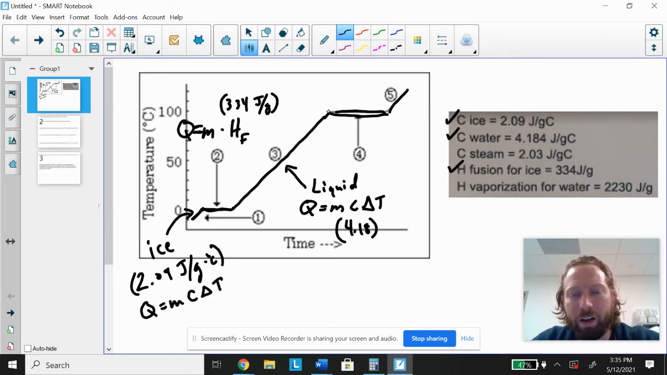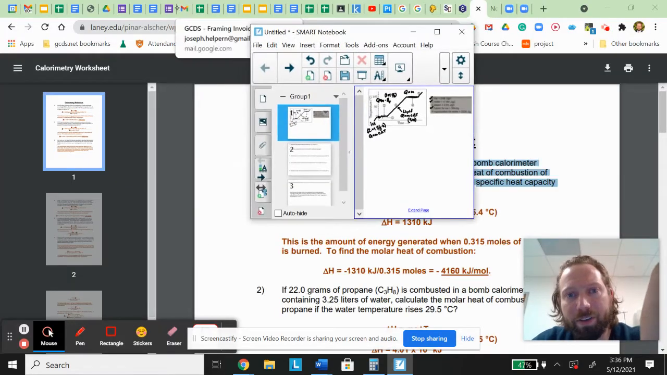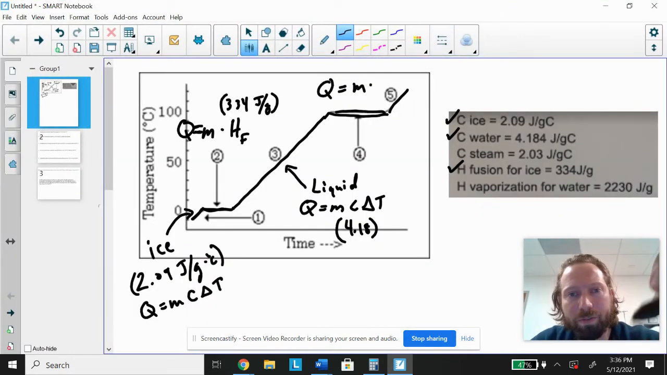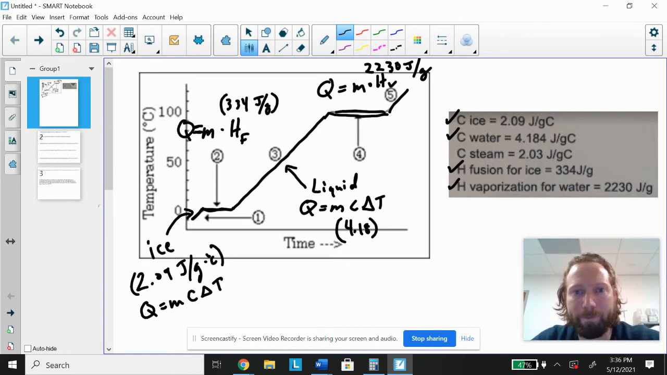Now, once we hit 100, we're now creating steam, and we're vaporizing that liquid water. And so we're at the heat of vaporization. So in order to figure out how much energy is required to make that steam, you have to multiply the mass of the amount of water you have, multiply by the heat of vaporization, which is here, and it's given to you, and that's 2,230 joules per gram. Okay? Again, these are numbers given to you.